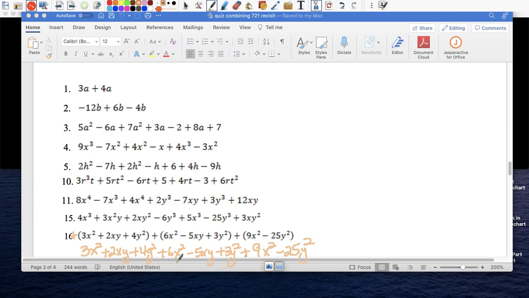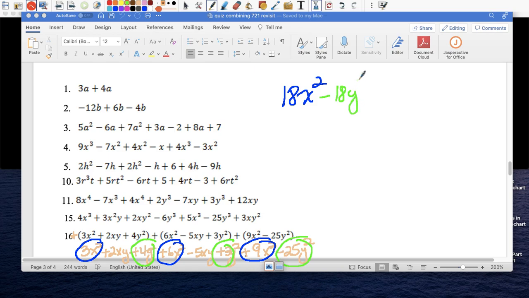And then you combine like terms. Let's see if I can do this. 3x squared, 6x squared, 9x squared. They're all x squared, they're all positive. So 3, 6, 9, that's 18. Good. Y squared. There's apparently a y squared here, a y squared here, and a y squared here. So that's 4 plus 3, which is 7, and 7 minus 25 is negative 18y squared.